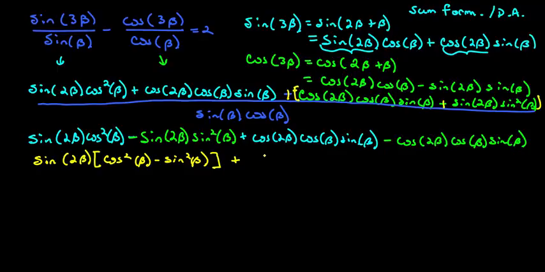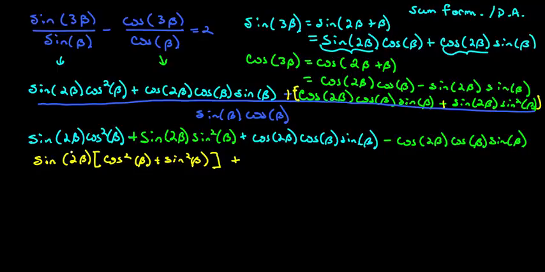So let's see here. This sine 2 beta, this guy right here, should be plus. Okay, and this guy, cosine beta, should be minus still. So let's switch this guy to plus. That's going to make a difference.